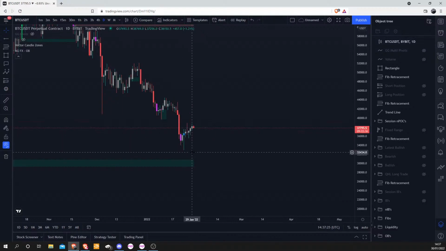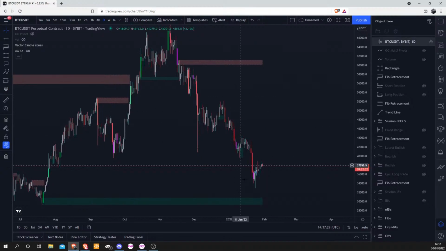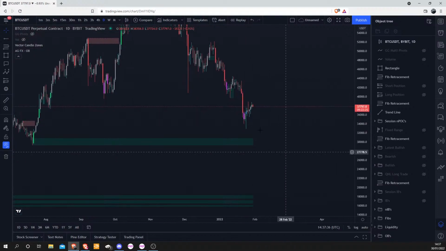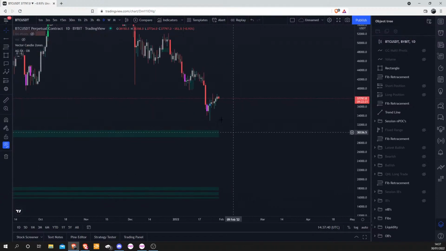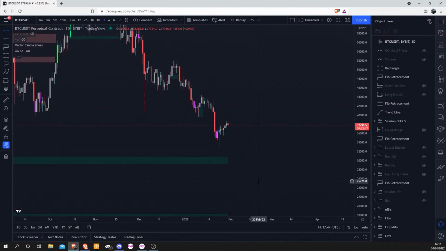Back to what I was saying, it doesn't feel like an impulsive move off of the low. It doesn't look like a 5-wave structure. So that's the main reason why I'm looking at lower prices. Obviously, I am in a couple of longs, so if we bounce, I'm happy.